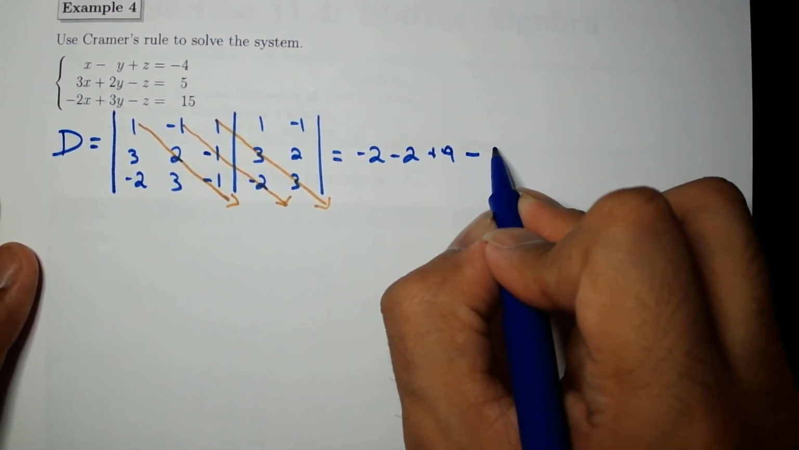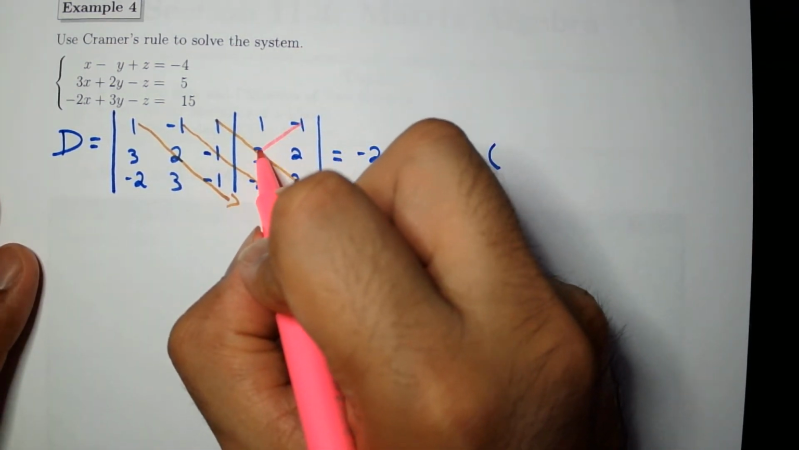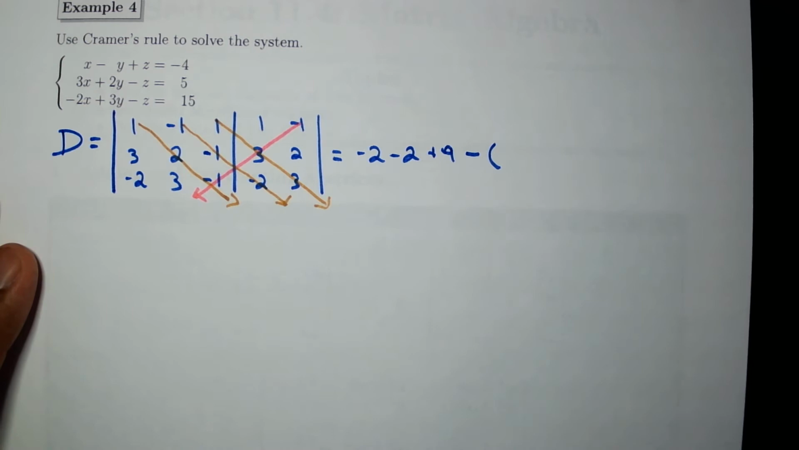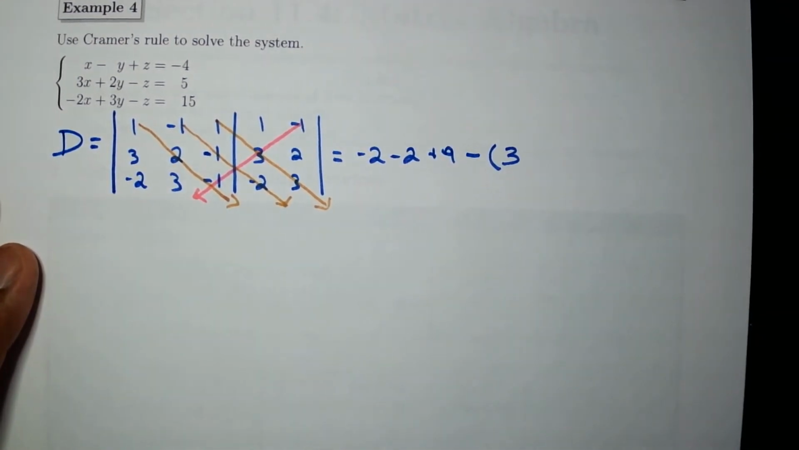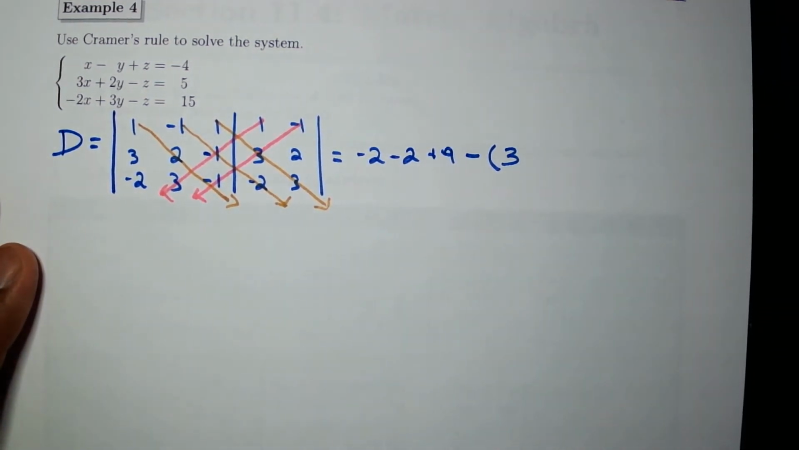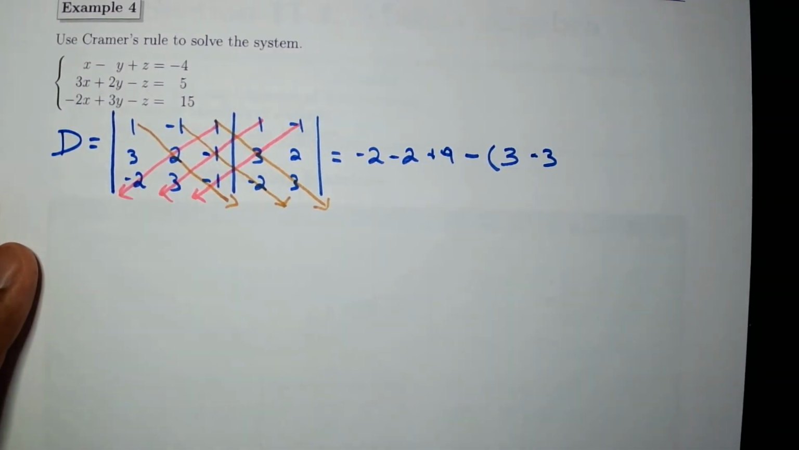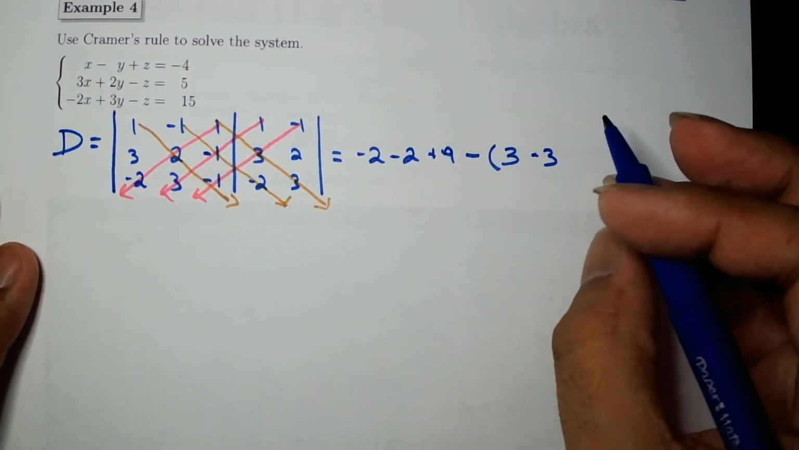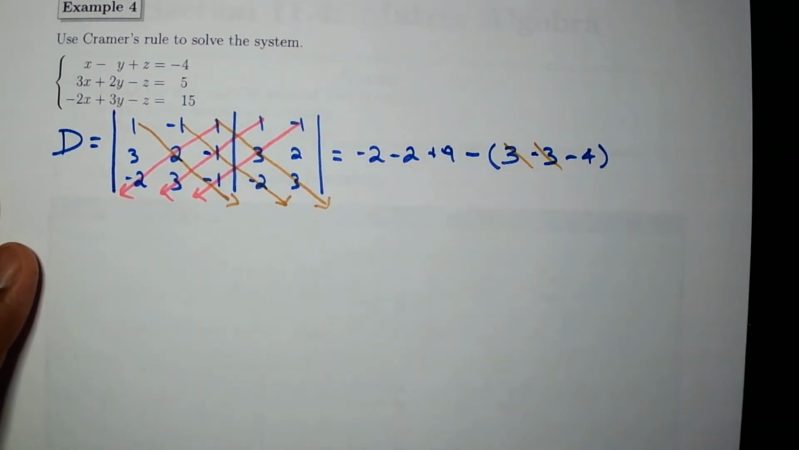And then I'm going to subtract the products in the other direction. Negative 1 times 3 times negative 1, that's going to give us a positive 3. And then 1 times negative 1 times 3, that's going to give us negative 3. And last but not least, 1 times 2 times negative 2, that's going to give us negative 4. All right, so good news, these two cancel out.